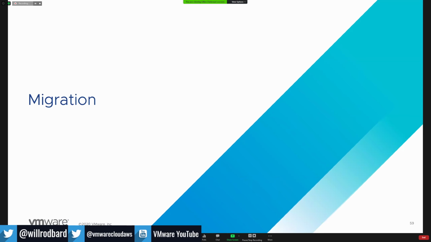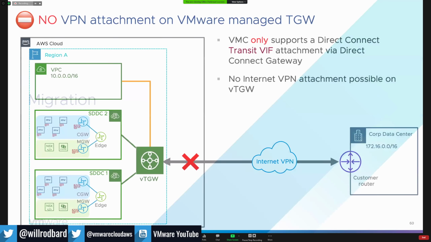And that's it. From a migration point of view, today we don't have VPN attachment to the transit gateway. It's only direct connect gateway to the transit VIF. Okay, this is important.